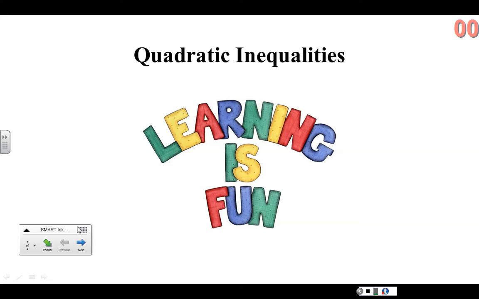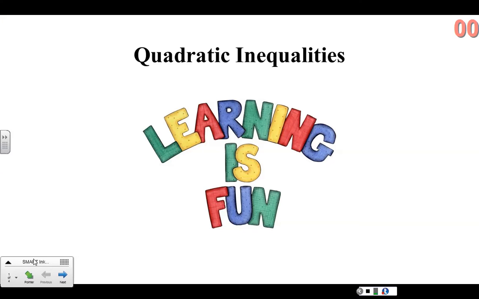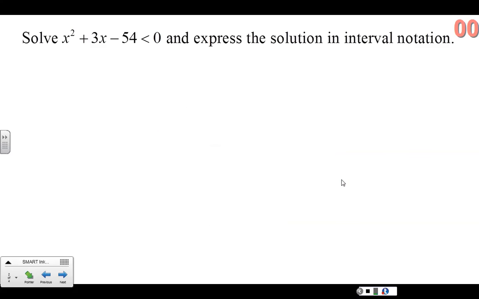All right, in this video we're going to talk about quadratic inequalities, and we're also going to be reviewing interval notation. It's how you would solve or state your solution to an inequality. Now remember, a quadratic equation is an equation that has a power of 2. So an inequality means we're going to have a power of 2 as well when you have a quadratic inequality. So we want to solve this and express the solution in interval notation.